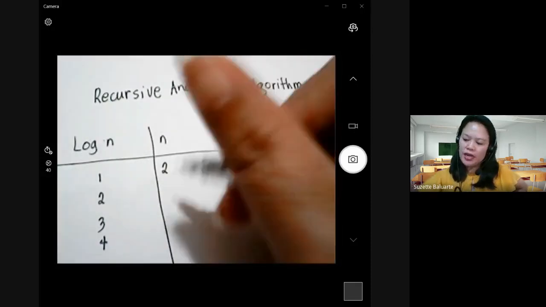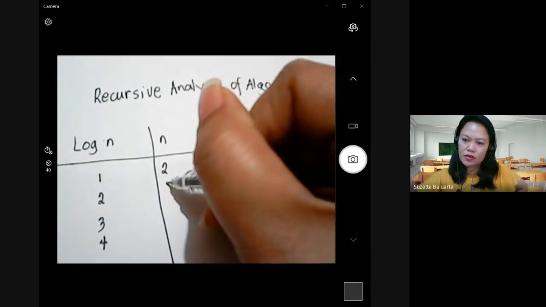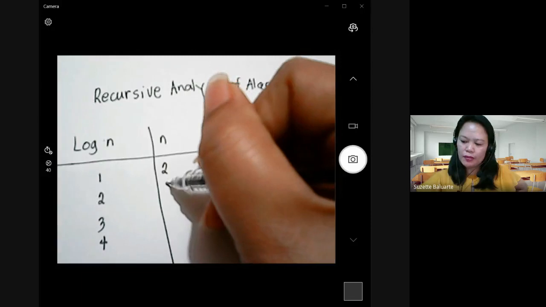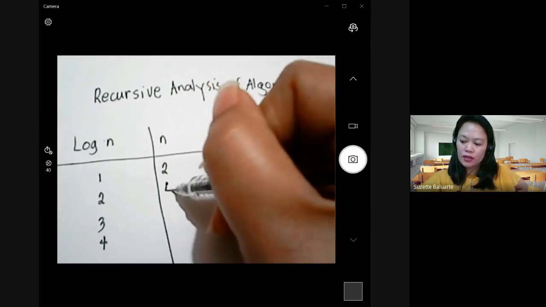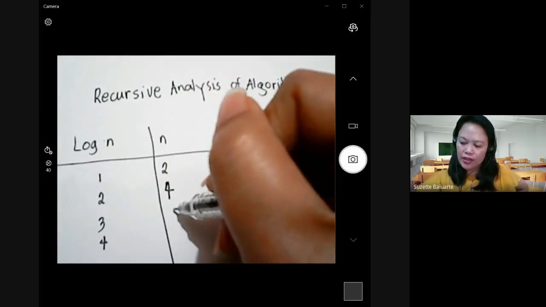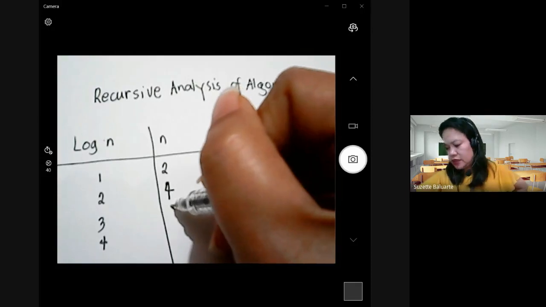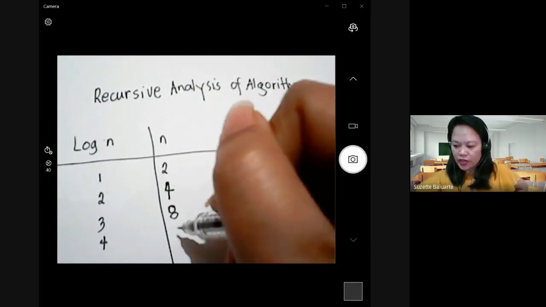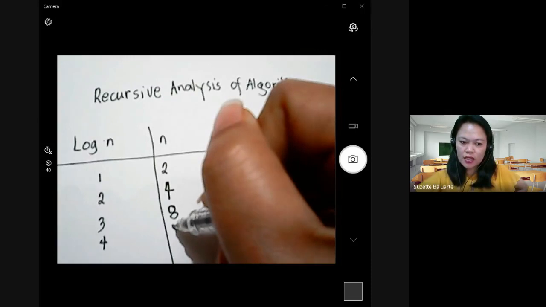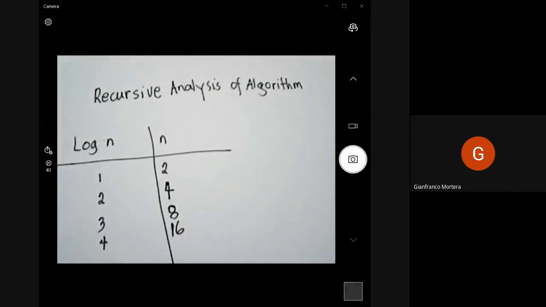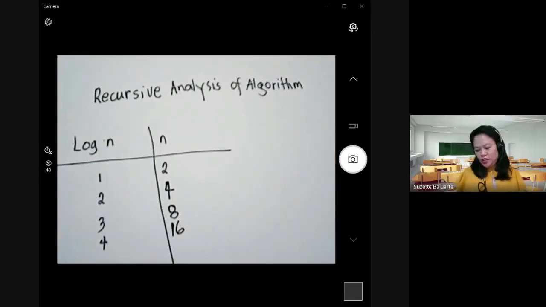If it is 2, what is the value? 2 to the power log n of 2, what is it? Its n is 2, and then what is next? That is 4. Then next? 8, correct. If 4, then 16. 16, correct. Okay, and so on and so forth.